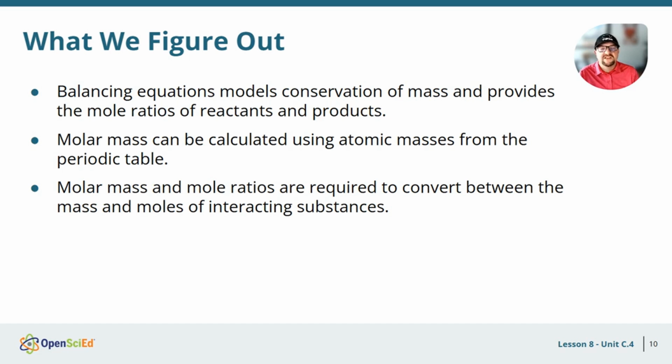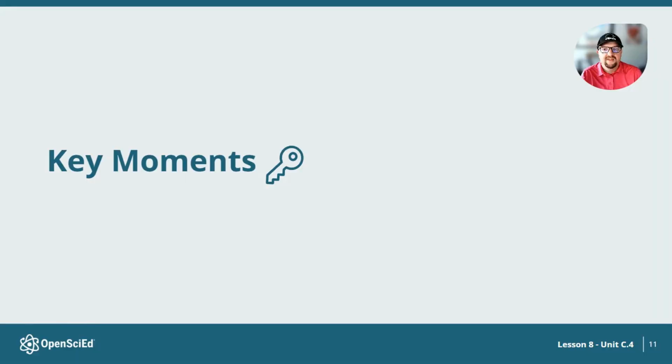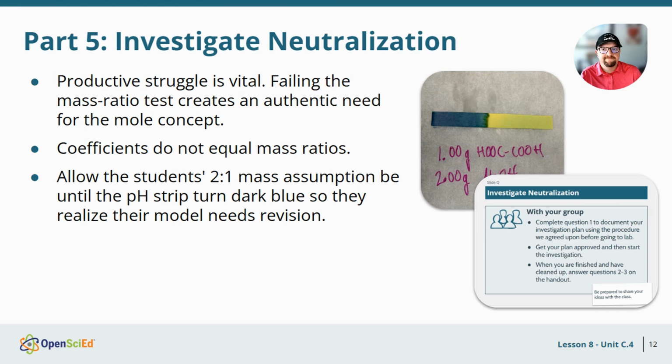By the end of our 3 sense-making loops, the class consensus should lock down these core ideas. First, balancing equations models the conservation of mass and provides us with the necessary mole ratios of reactants and products. Second, molar mass can be calculated directly using atomic masses from the periodic table. And third, both molar mass and mole ratios are required to convert back and forth between mass and moles of interacting substances. Now let's transition into our key instructional moments of this lesson.